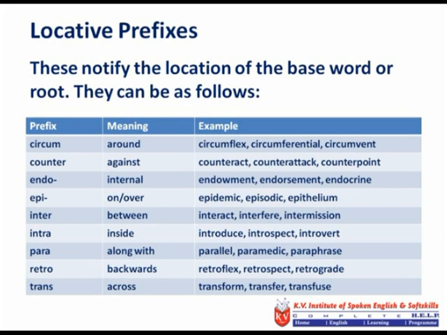Endo means internal. Endowment, endorsement, endocrine are some of the words. Epi means on or over. The words are epidemic, episodic, epithelium. Now let's see inter. Inter means between: interact, interfere, intermission. Intra means inside.